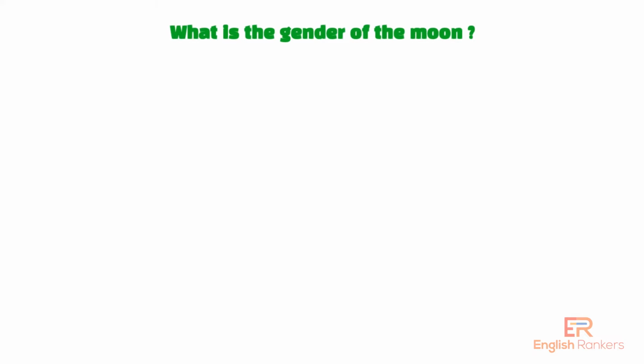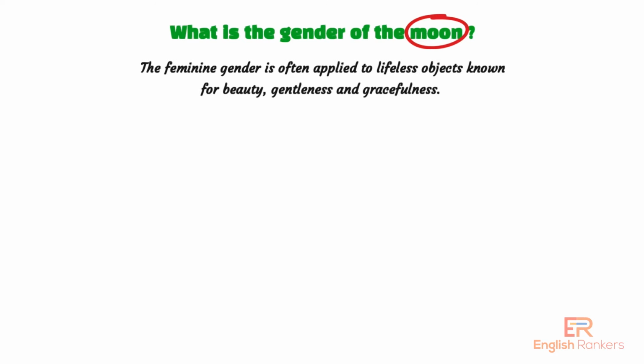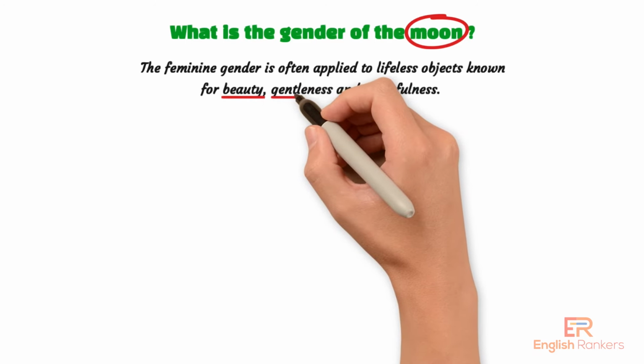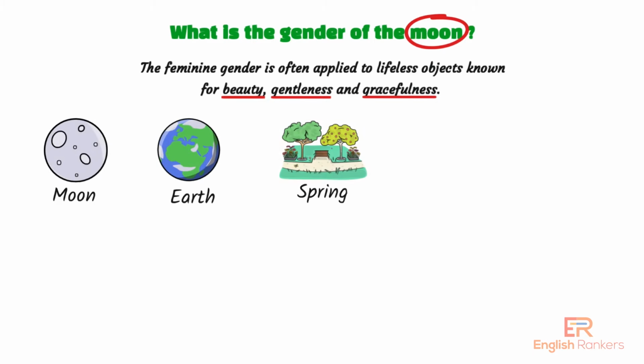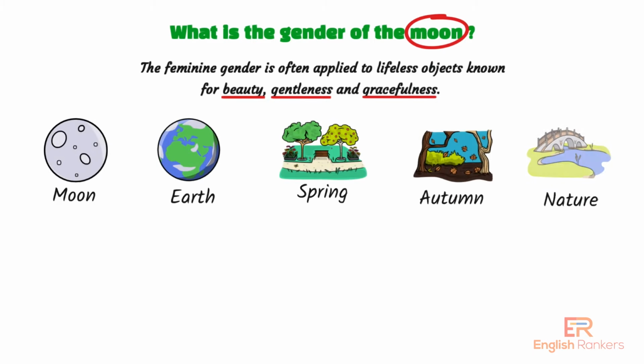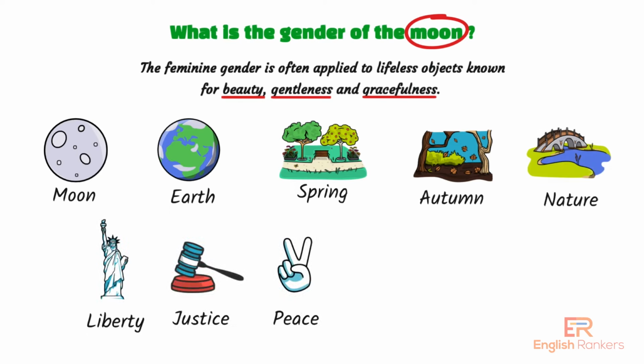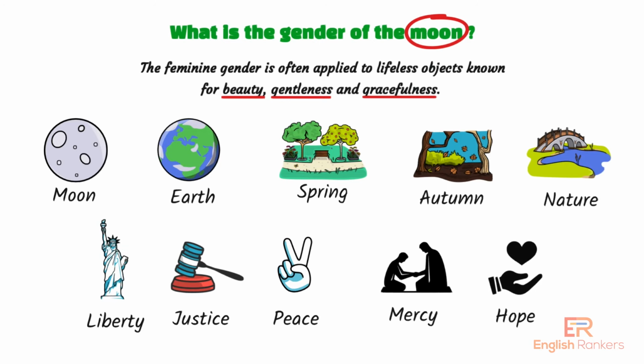What is the gender of the moon? What does the moon signify? It signifies beauty. It is of the feminine gender. The feminine gender is also applied to lifeless objects known for beauty, gentleness, and gracefulness. Examples include the moon, earth, spring, autumn, nature, liberty, justice, peace, mercy, hope, etc.